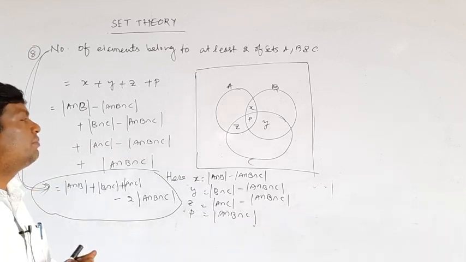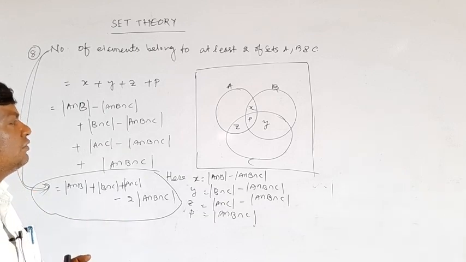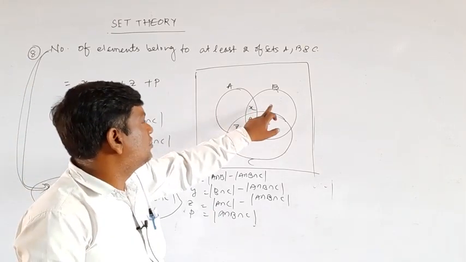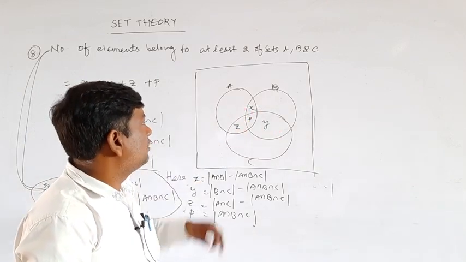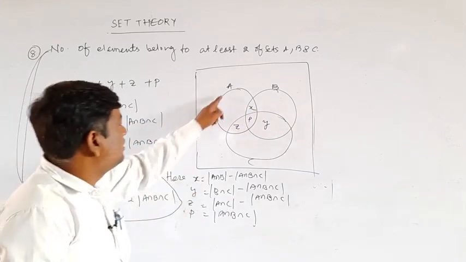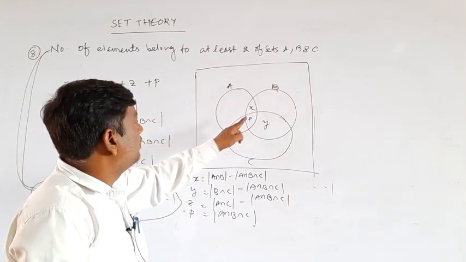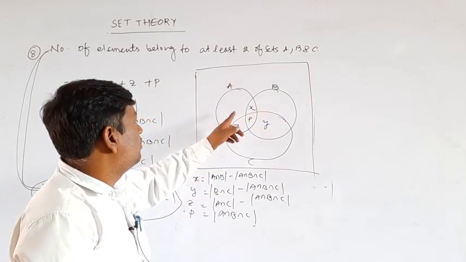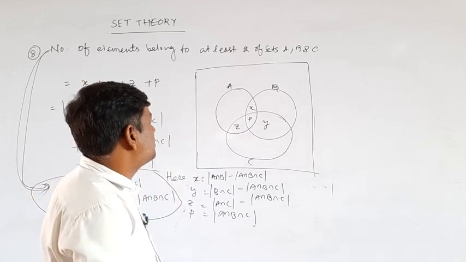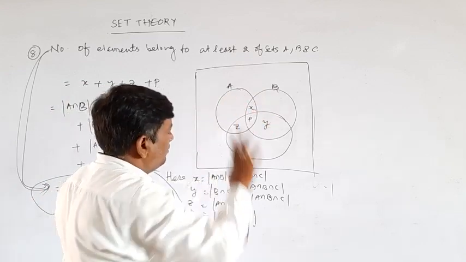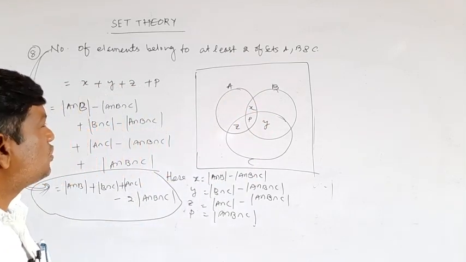At most 2 of the sets means what? Either 1 or 2, or none. The number of elements belonging to at most 2 means this region and this region. This region at most 2 means only one set and this set. This is the at most 2.